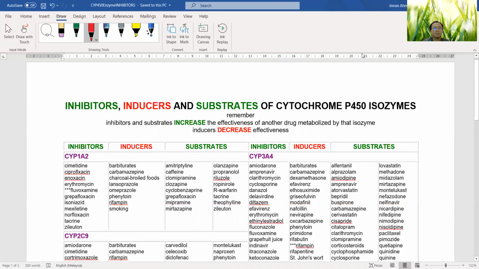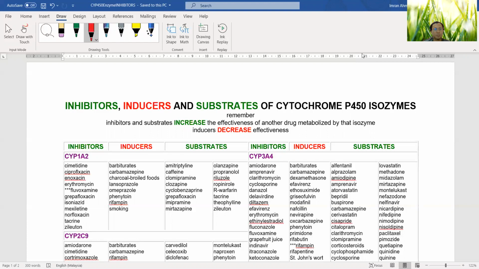This table shows the inhibitors, inducers, and substrates of cytochrome P450 isozymes. So we have the inducers. For example, let's look at CYP1A2. We have the substrates, so let's look at the list.